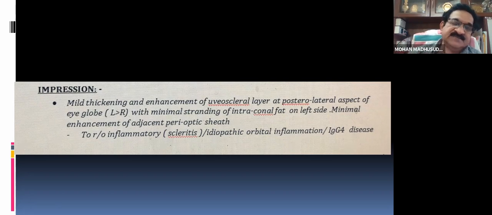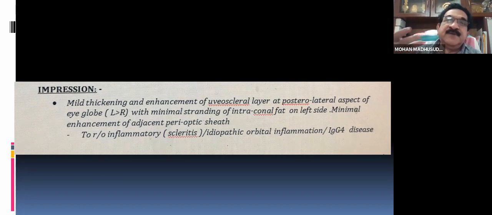One can be cavernous sinus, as you are all telling, but there is nothing in the cavernous sinus. Then you have to find the lesion in the orbit itself, which is bilaterally affected, and that's likely in this patient. It's asymmetrically more on the left side. We find enhancing tissue surrounding the scleral pit.